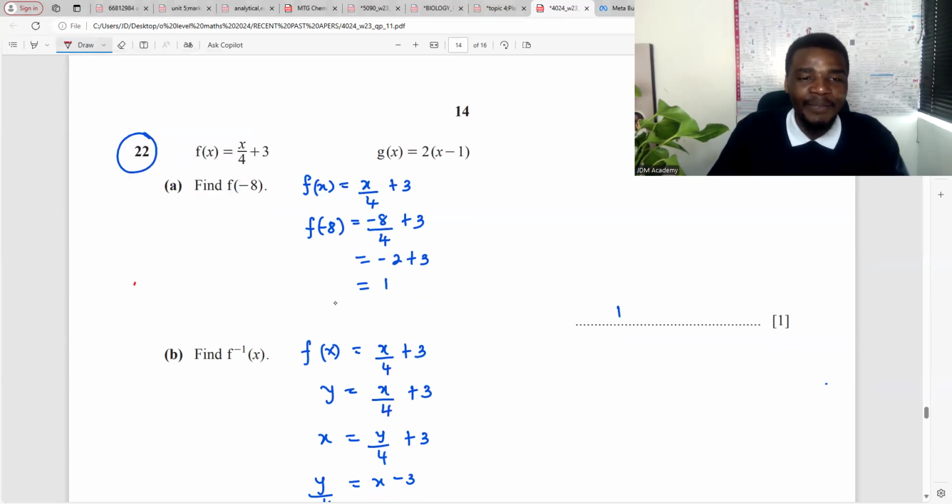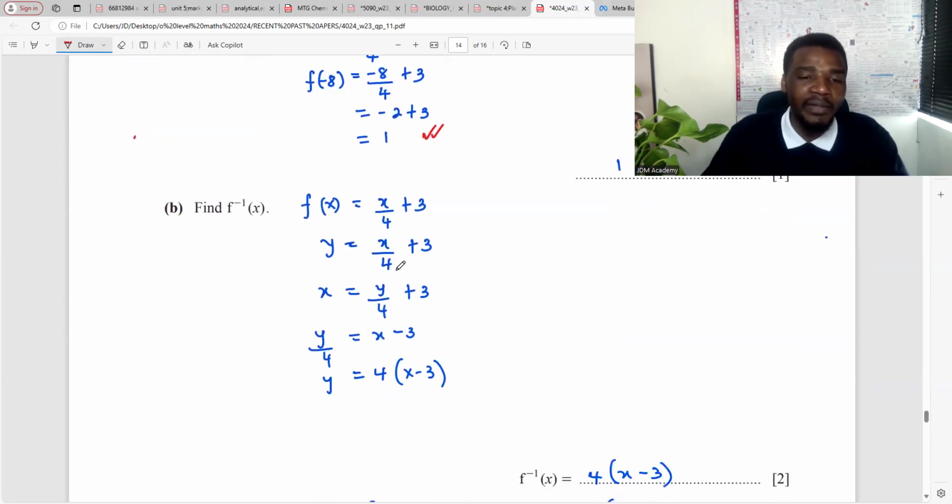As we see here, f of x was given, g of x was given. In the first question, we calculated f of minus 8, and we got the result here as 1. We've also looked at part B, where we looked at the inverse of a function. Remember, for you to find the inverse of a function, replace f of x with y, and then on the next step, swap the variables, let x be y and y be x, and then after that, make x the subject of the formula.